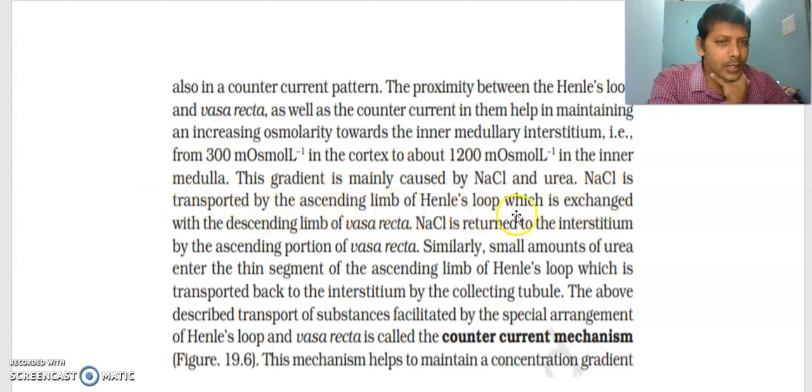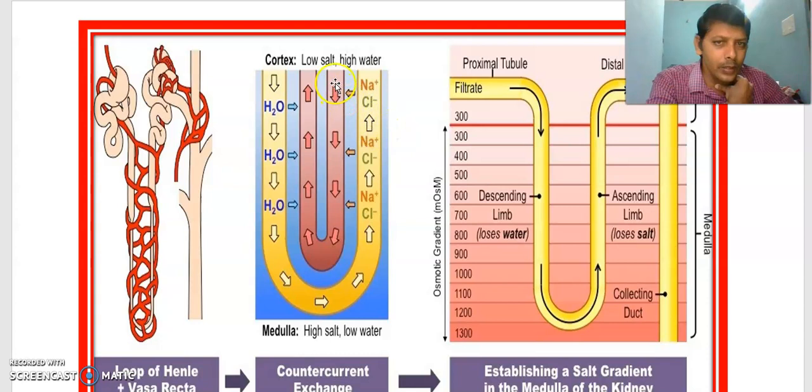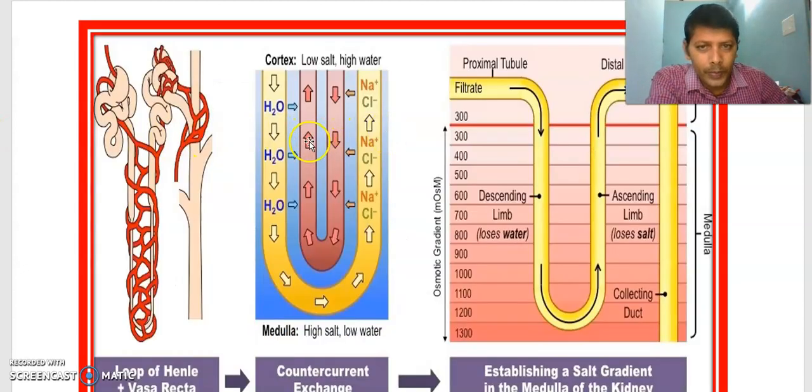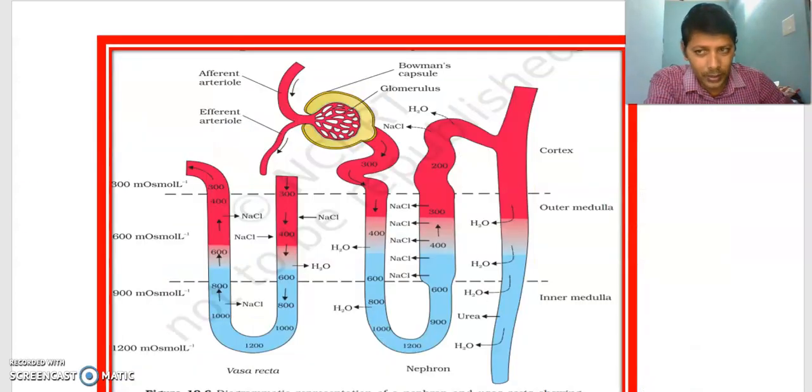NaCl is transported by the ascending limb, which is exchanged with the descending limb of vasa recta. This is the descending limb of vasa recta. This NaCl is transported into this one. Next point: NaCl is returned to the interstitium by the ascending portion of the vasa recta. Observe this, the ascending portion of vasa recta; again it gives back the NaCl. They did not show it here, but you can see it in the textbook.